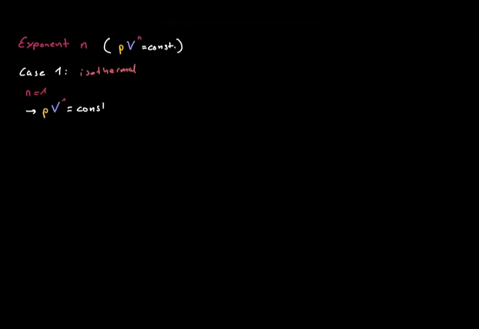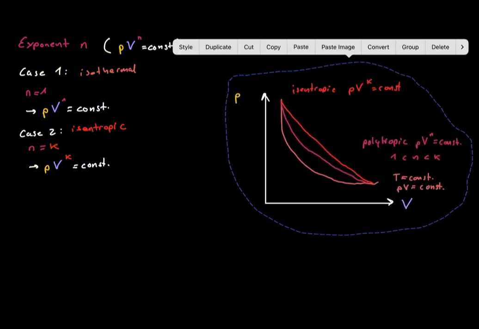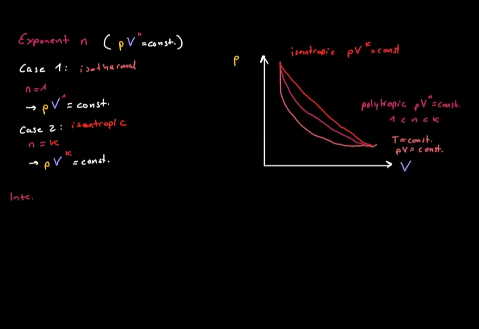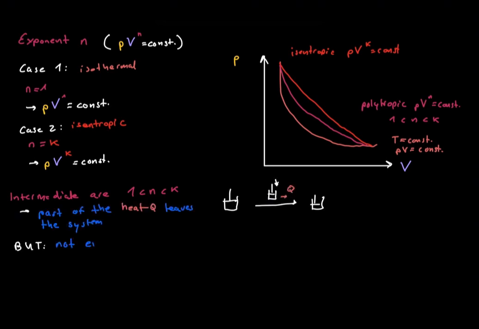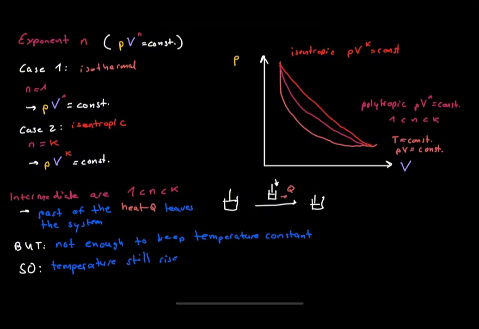If n equals 1, then we get P times V equals constant. That is the isothermal case. If n equals kappa, then we get the isentropic case for an ideal gas. And if n lies between 1 and kappa, then part of the heat leaves the system, but not enough to keep temperature constant. So the temperature still rises, but not as strongly as in the isentropic case.